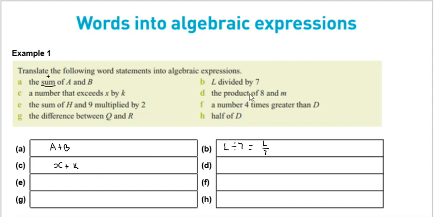D, product of 8 and m, where product means times. So we're going to go 8 times m. And of course we know that we don't write it as 8 times m. We write it as 8m.